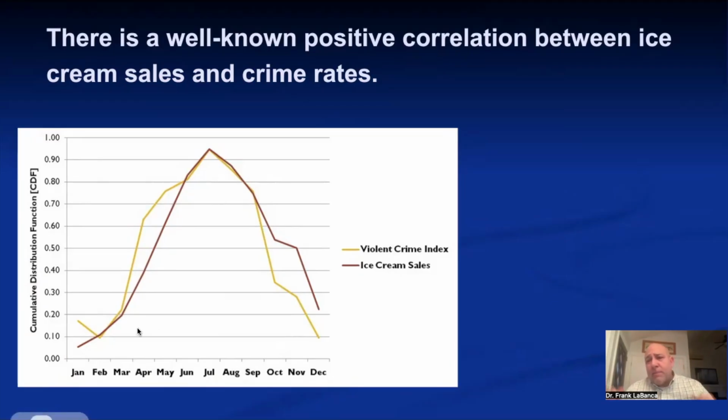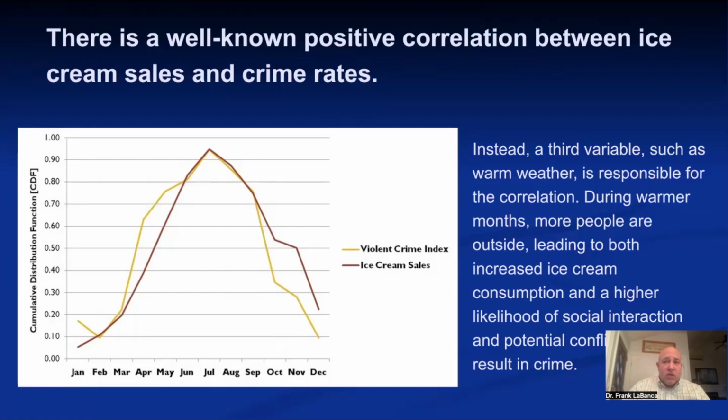So are ice cream sales the cause of increased crime? Probably not. There's a correlation. It's not a causation. A third variable, like warm weather, might be responsible for the correlation. Warmer months, more people are outside. That increases ice cream sales. And it also increases the likelihood of social interactions, potential crimes, people outside. That would be the potential causation, which is different from the correlation.